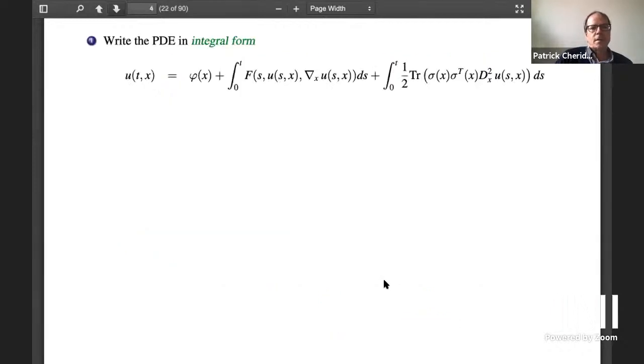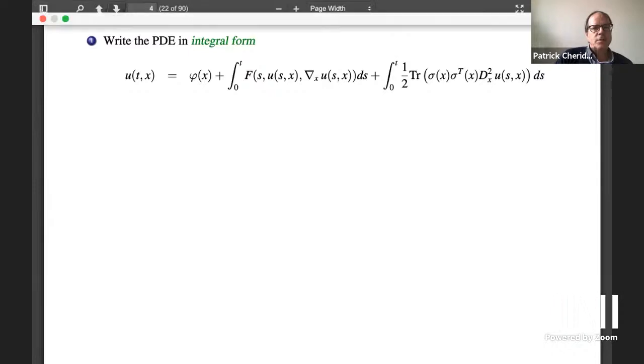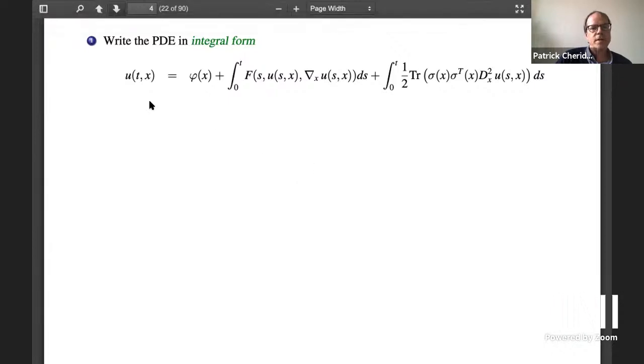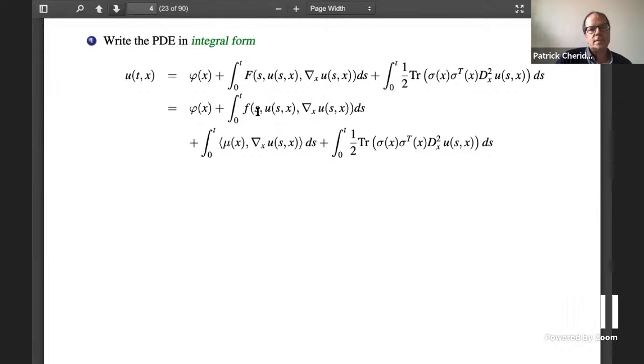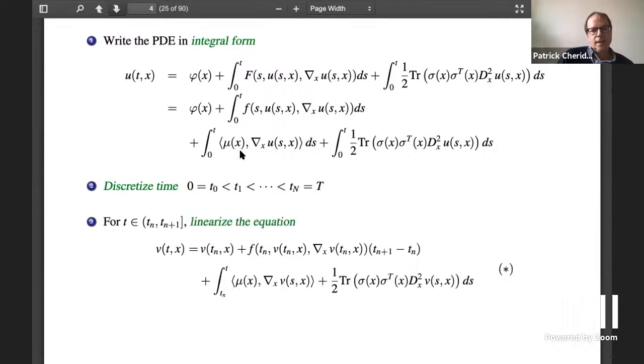Then, to shortly explain what the numerical method does, I'm writing the PDE first in integral form. So I'm writing u as the initial condition plus these two integrals. And then I'm decomposing capital F into little f, which is my nonlinearity, and this linear term involving the mu coefficient. Then I'm discretizing time, and I'm freezing the nonlinearity, little f, over every little time interval. So locally, this is now a linear PDE that I'm trying to solve.